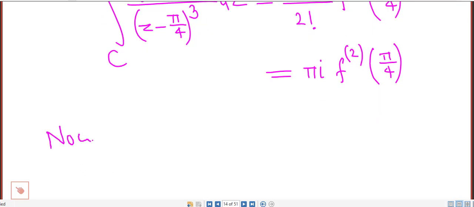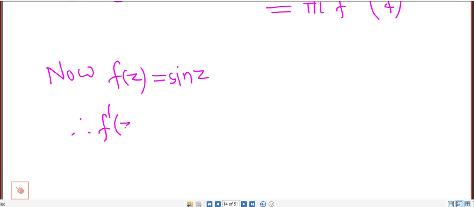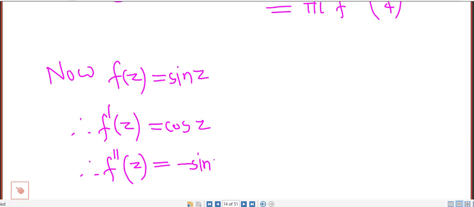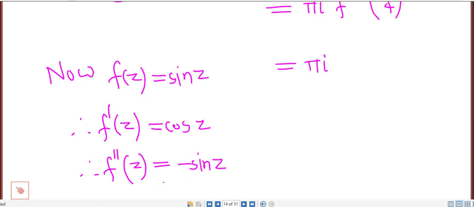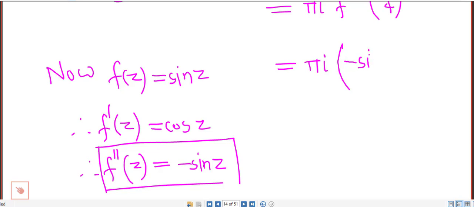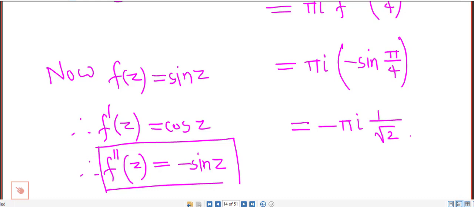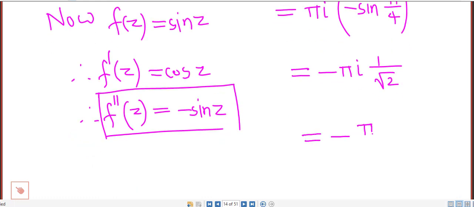We have taken f of z equal to sin z, so therefore the first derivative of sin z is cos z, and therefore the second derivative of sin z, which is the first derivative of cos z, is minus sin z. So here we find the value of this second derivative at z equal to pi by 4. So we put z equal to pi by 4 and we have minus sine pi by 4. So this is minus pi I times sine pi by 4, and sine pi by 4 is 1 divided by root 2. So finally our answer is minus pi I divided by square root of 2.